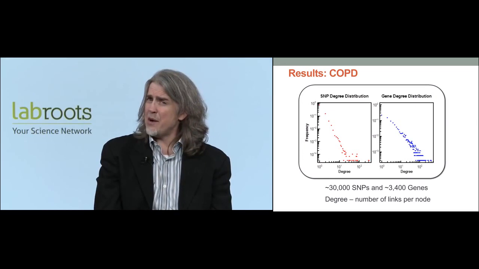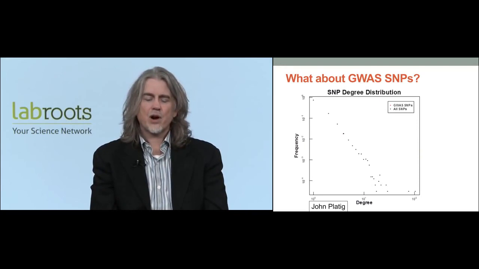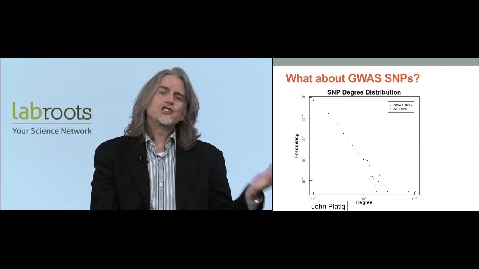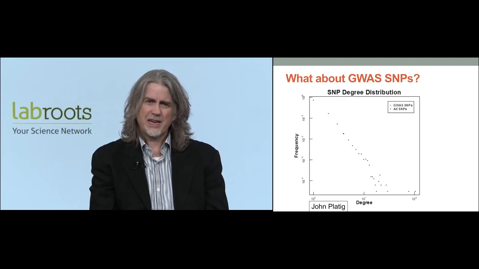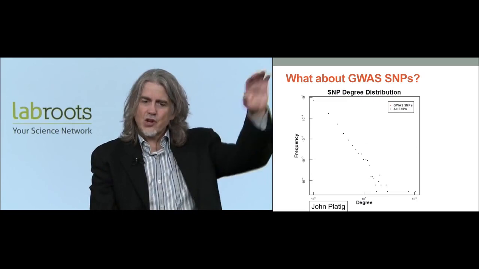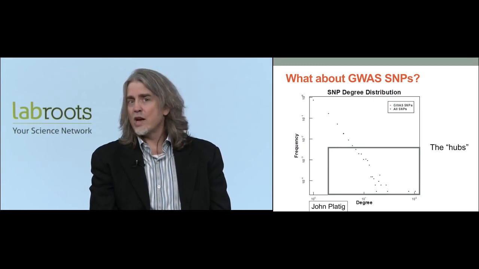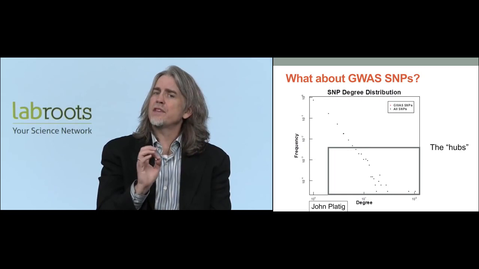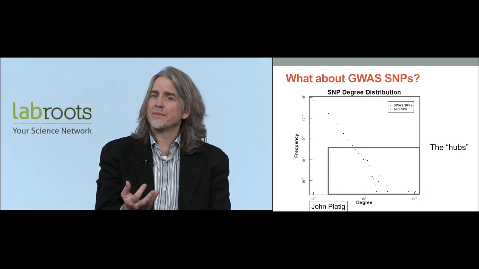Now, when we look just at the SNP network, we started to ask the question we set out to answer. What do the genome-wide association discovered SNPs, the GWAS SNPs in COPD, what can we learn from those by looking at the network? So we took this degree distribution, and against it, what we did was we plotted those GWAS SNPs. Now, when we started, one of the things we focused on initially was the area down in the lower right-hand corner of the plot.